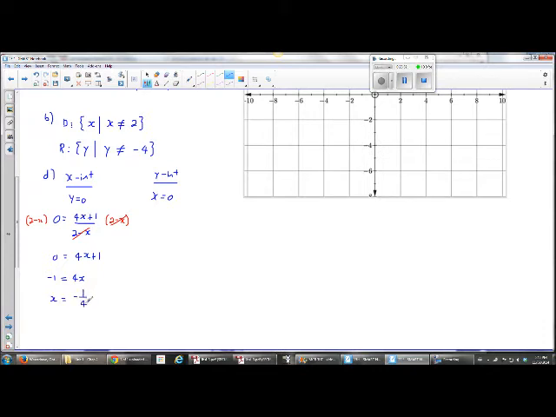For the y-intercept, we're going to set x equal to 0, so we put 0 in for all the x's in the function. So we get y equals 4 times 0, which is 0, which leaves just 1 in the numerator, over 2 minus 0, which is 2. So the y-intercept is (0, 1/2).